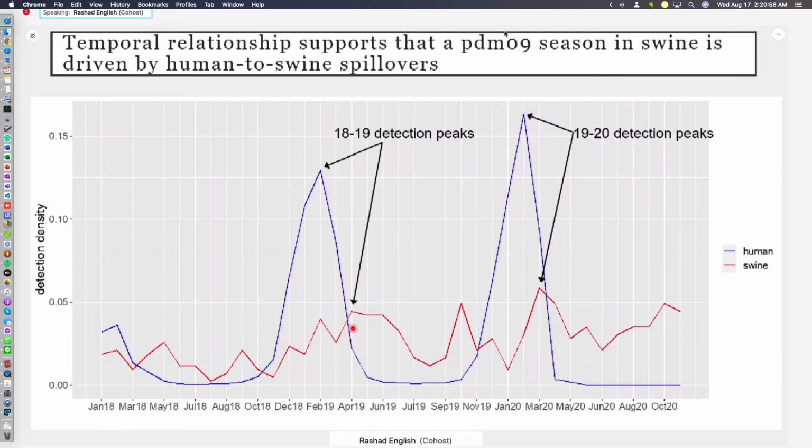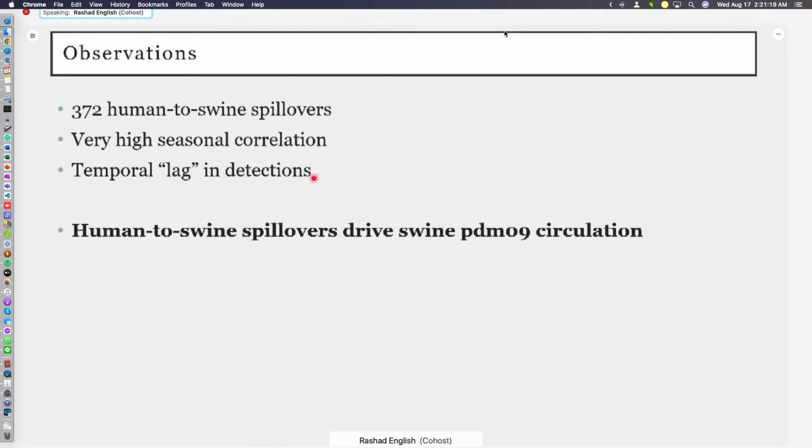Most importantly, when we look at the peak detections, we see that the peak detection in pigs trails with a lag after the peak detection in humans. So suggesting again that there are human-to-swine spillovers that drive the circulation of pdm19 in pigs. So hopefully I convinced you that human-to-swine spillovers drive the circulation of pdm19 in pigs.